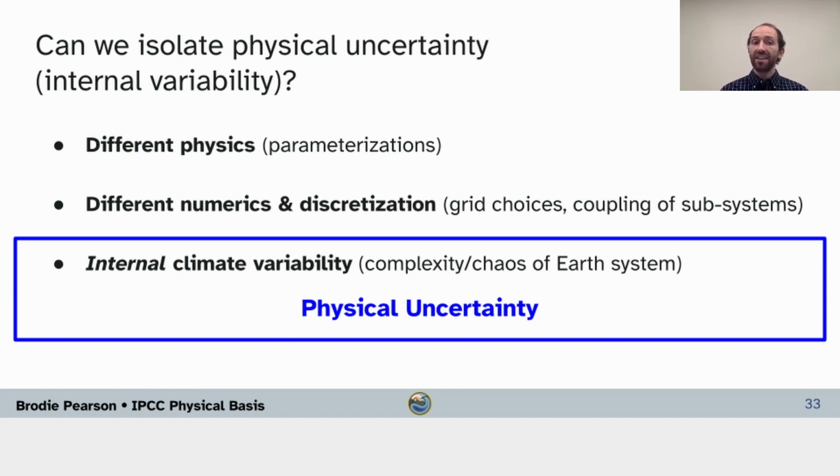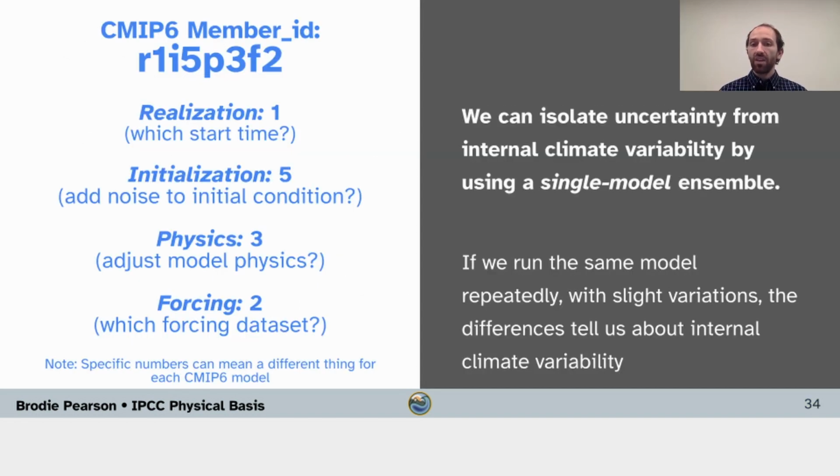Now, fortunately, it turns out we can explore internal climate variability specifically in isolation by creating an ensemble of models that have exactly the same physics and numerics and discretization as each other. And when we do that, we call it a single model ensemble. So we can use one specific Earth system model with exactly the same parameterizations, numerics, and discretization each time. We can run that model repeatedly, but with slight variations.